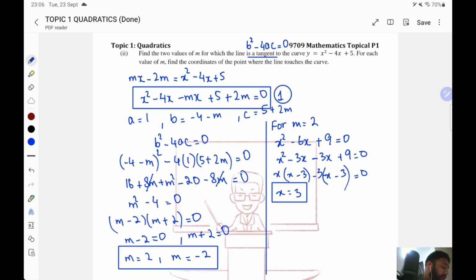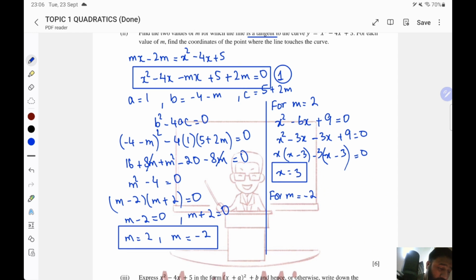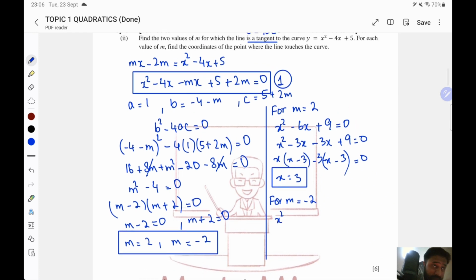So this is one value of x that we have found where the value of m is positive 2. And if the value of m is minus 2, let me substitute the value of m as minus 2. It is going to become x square. I'll substitute that again in the first equation, the equation that I have labeled as 1.